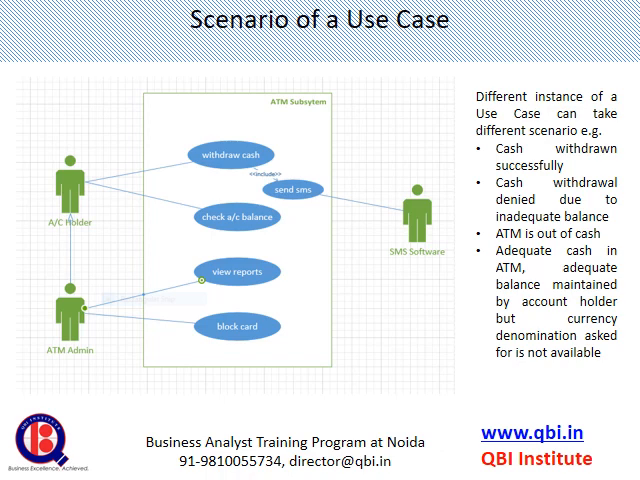Say, for example, the first person standing in the queue is able to withdraw cash successfully. The second person in the queue is denied the withdrawal because he has inadequate balance in his account. By the time the third person is carrying out the same use case in its different instance, the ATM has run out of cash. So, there are different scenarios for the same use case in its different instances.